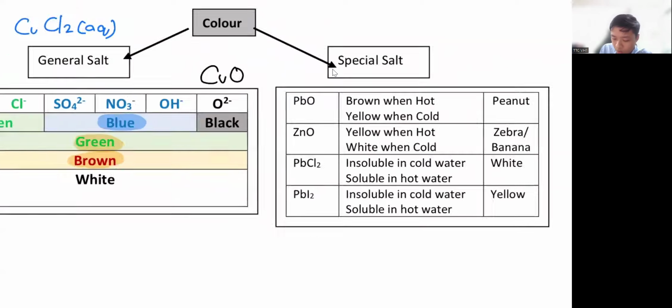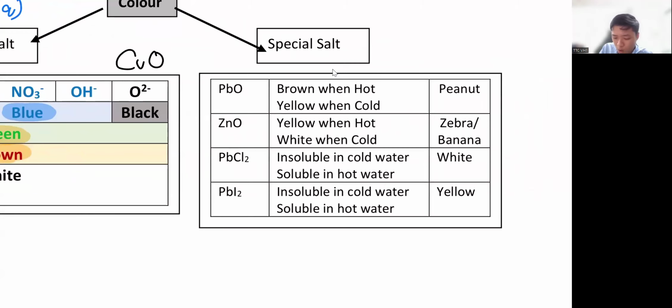PbO is brown when hot, yellow when cold. PbO, lead oxide. You can remember this as a peanut. Peanut outside the skin is brown color. When you open up the skin, inside is yellow color. So PbO, you can remember as peanut.